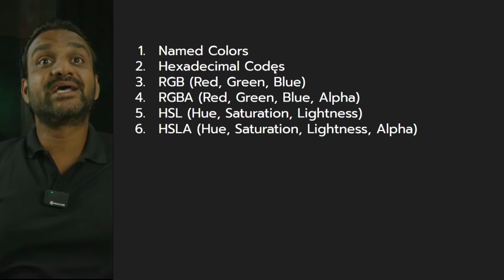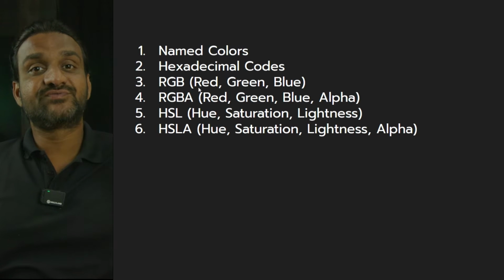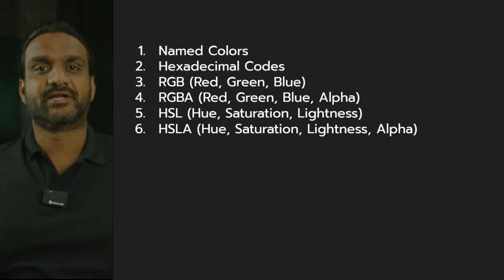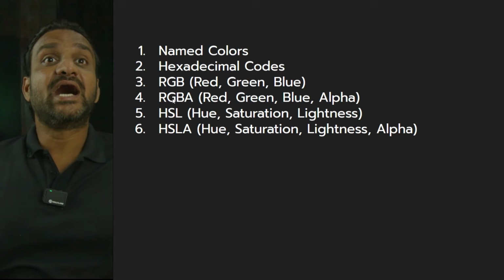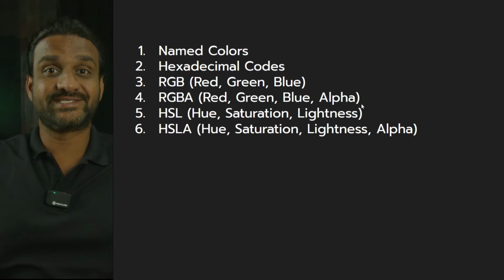And the other one is hexadecimal codes. The next one is RGB. RGB stands for red, green, blue. So these are the light intensities by which we can define any color. And the next one is RGBA. A stands for alpha. Alpha means opacity.